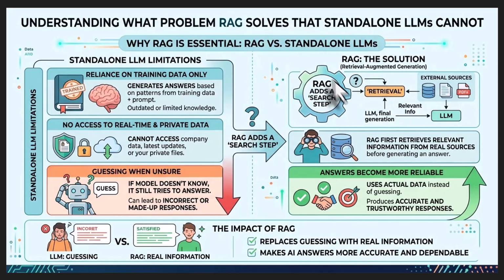Whereas RAG adds a search step. That is, RAG first retrieves relevant information from real sources like documents or databases before generating an answer. So answers become more reliable. That is, instead of guessing, the model uses actual data to produce accurate and trustworthy responses. That means RAG replaces guessing with real information, and also RAG makes AI answers more accurate and dependable.